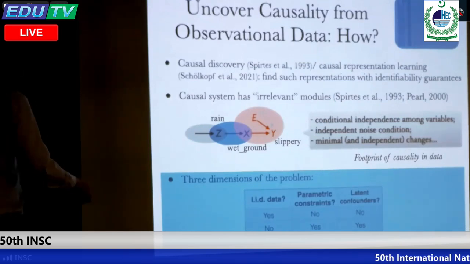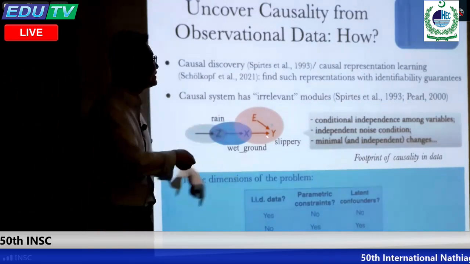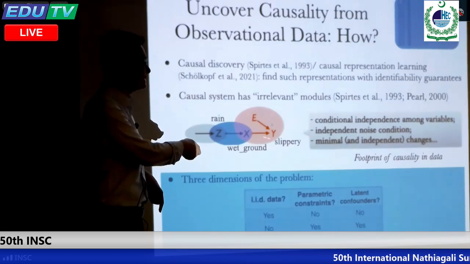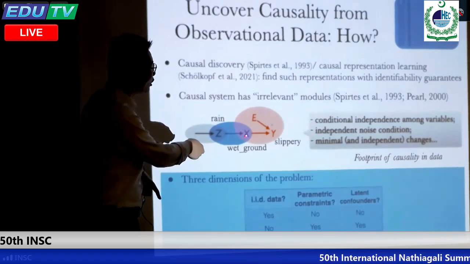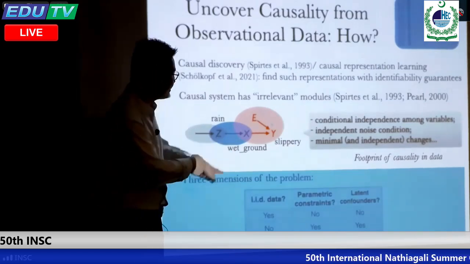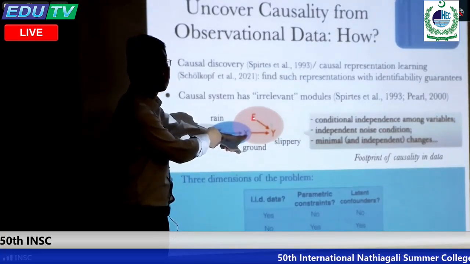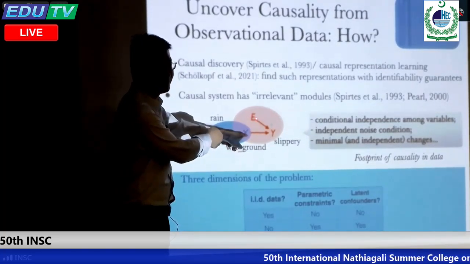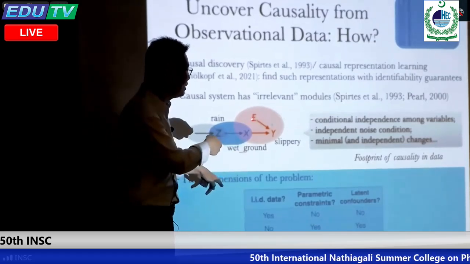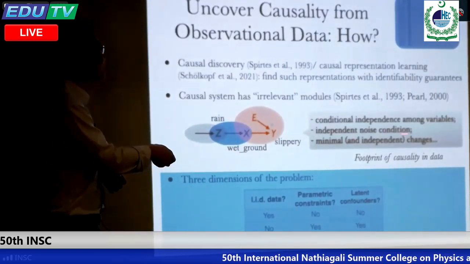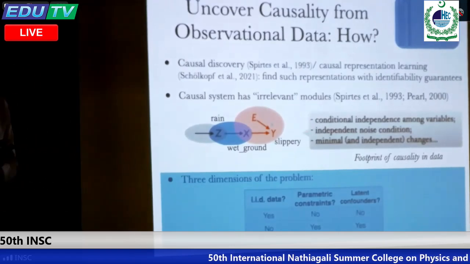Second, I have wet ground. I have other omitted factors in the process to generate slippery, right? If they don't share other common causes, then the way to generate wet ground and the way to generate other omitted factors or noise would be irrelevant. In other words, the noise term would be independent from the cause X. This is known as the independent noise condition.